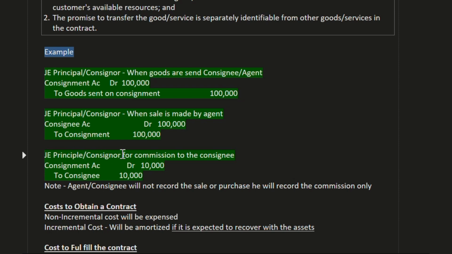Now, the general entry in the principal consignor's books for the commission to the consignee: consignment account DR to consignee account. For example, we are taking that the commission we are paying is 10,000. So consignment account DR to consignee account. Note: the agent, the consignee, will not record the sale or purchase. He will record the commission only, because here the consignee is only an agent. So the agent cannot record sales or purchases. They can only record commission. They get commission because they are selling the goods on behalf of the consignor.